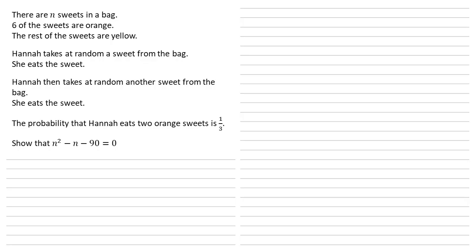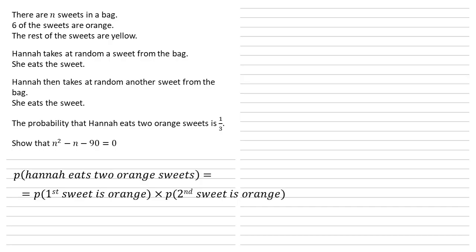So we're after the probability that Hannah eats 2 orange sweets. So there's 2 events happening here. Those are that the first sweet is orange and the second sweet is orange. So if we want the probability of 2 things happening, we multiply them together. So for the first one, nice and simple, there are n sweets in the bag. 6 of them are orange, so the probability that that first sweet is orange is just 6 over n.